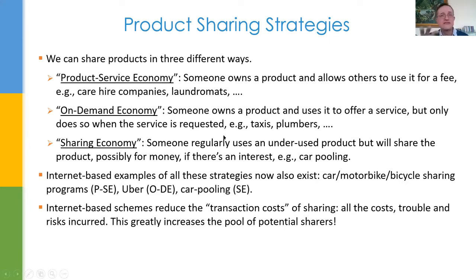Now, these things have existed forever. But now we're seeing internet-based examples of all of these strategies coming up. For instance, the car, the motorbike, the bicycle sharing programs that are popping up in many, many cities all around the world. That's an example of product service economy. Uber is an example, more or less, of the on-demand economy. There's a lot of arguments about this, but let's say that Uber is an example of this. Carpooling, internet-based carpooling, is an example of sharing economy.